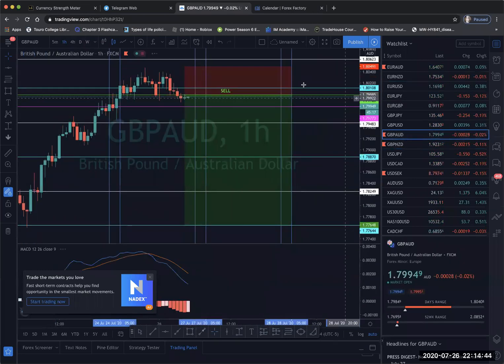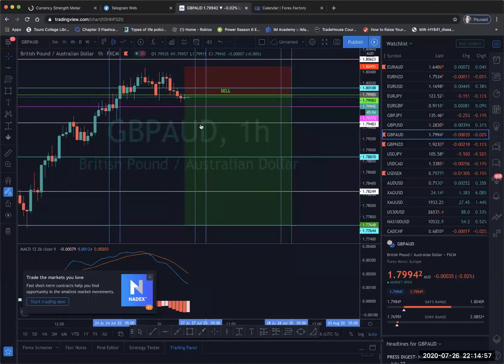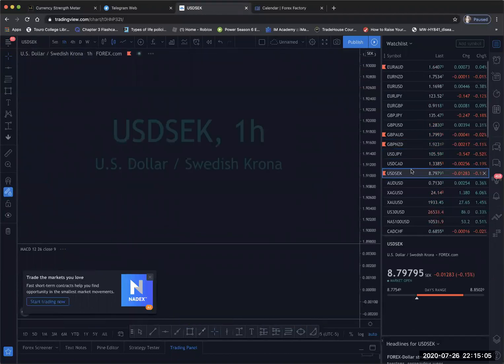Same thing for GBP AUD. Sell execution, but the point of structure is up here. In general, as far as the sell goes, you already can confirm that the pair is weak. So it's not going to have any type of buyers for GBP. This pair is going to continue to sell. Same thing applies for GBP NZD. Same thing applies for USD.